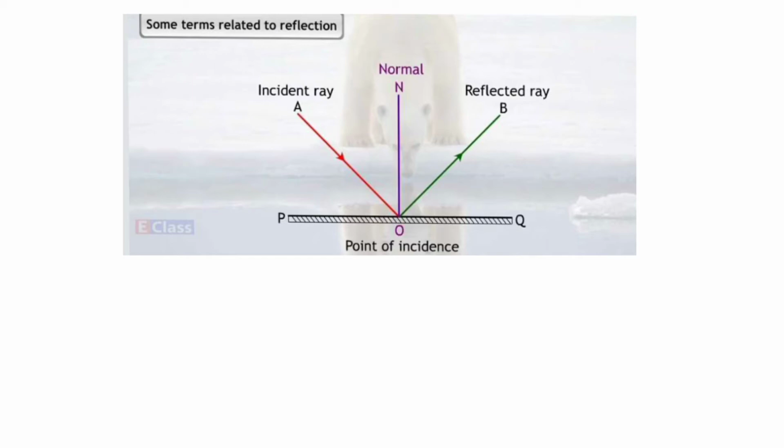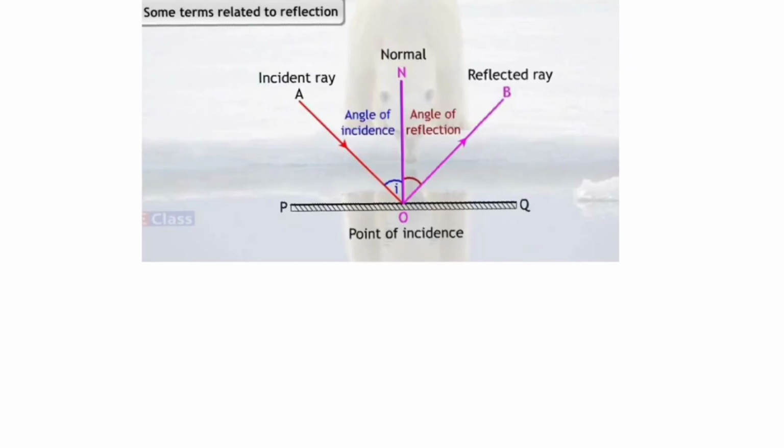So after understanding this, we'll again say AO incident ray, OB reflected ray, and ON normal. Are these terms clear? So having understood this, now we can go further towards the law. Now let us understand the law.